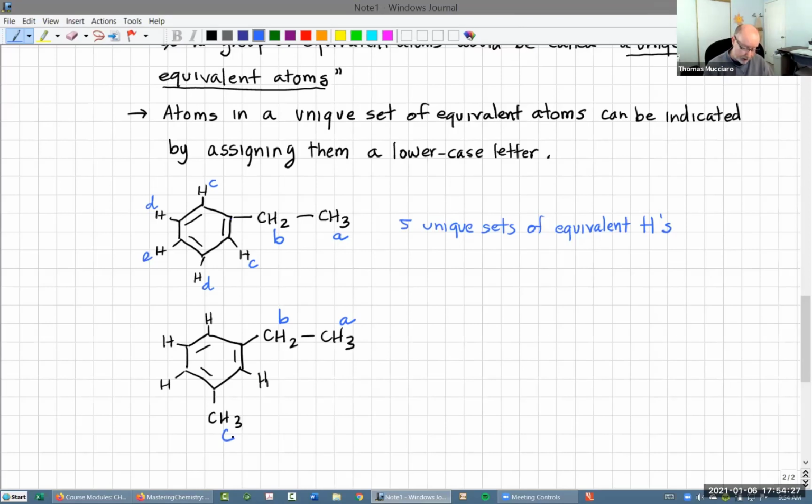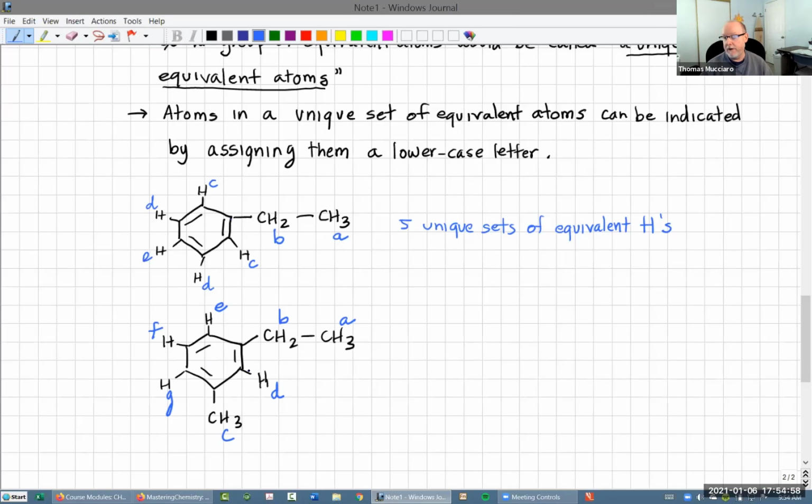Then we have these other hydrogens. Well, this one is clearly different from all the rest. And now we have this one, it's next to the ethyl and far away from the methyl. This one is next to the methyl and far away from the ethyl. So we get that. Now, I do want to also make a comment about these.